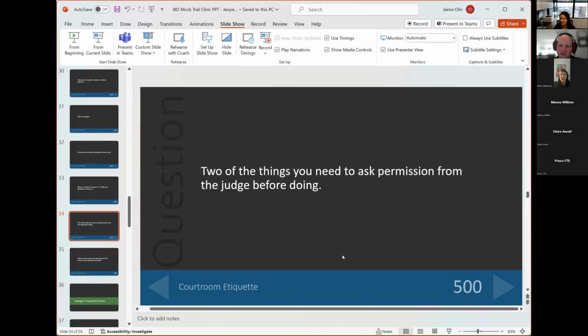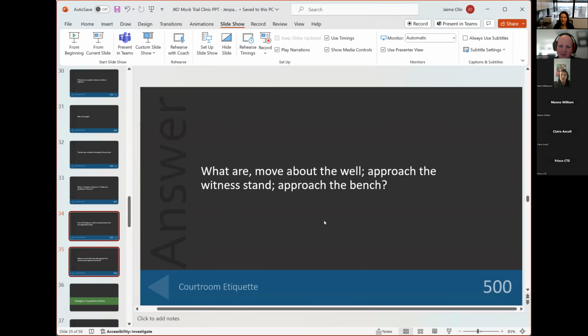What are moving about the well, and proceeding with direct examination? All right, moving about the well, approaching the witness stand, approaching the bench. But I would say that asking to proceed with direct examination is also a good one that falls into that category, since it's always nice to ask the judge for permission. Kevin, you can give your input as well, but I don't think it's ever a bad idea to ask the judge for permission to do any of the parts of the trial that you're working on. Yeah, absolutely agree with that.